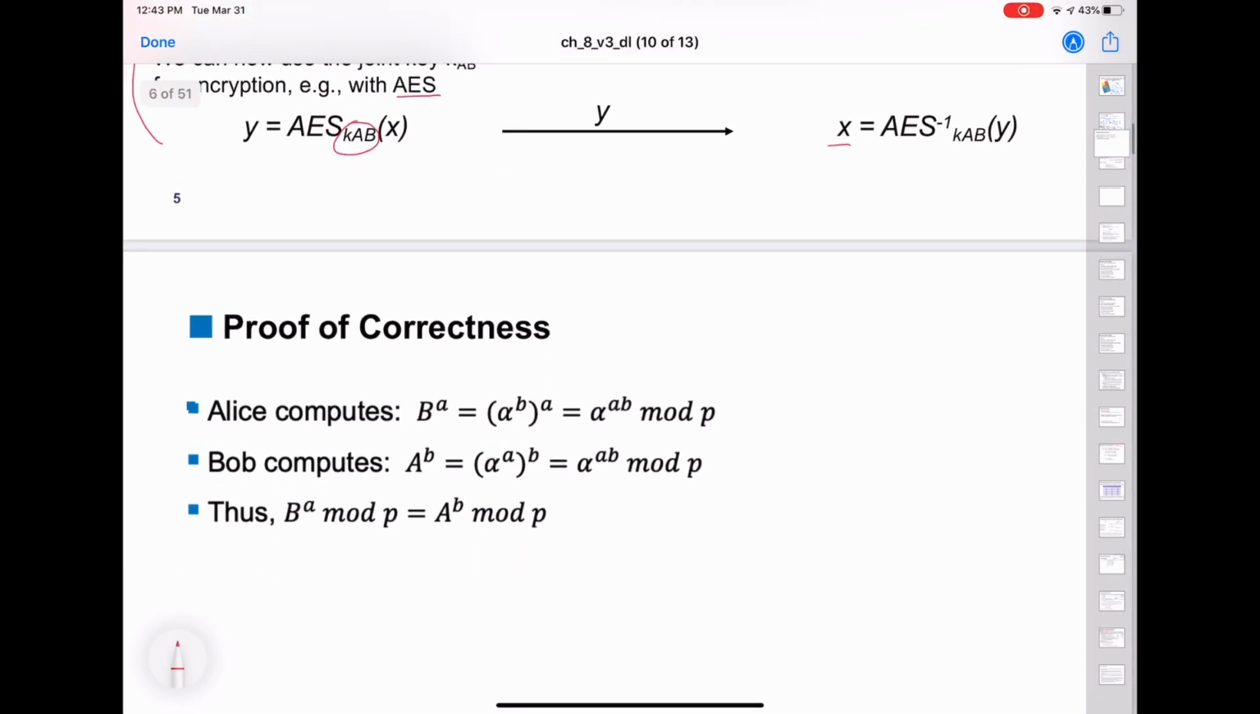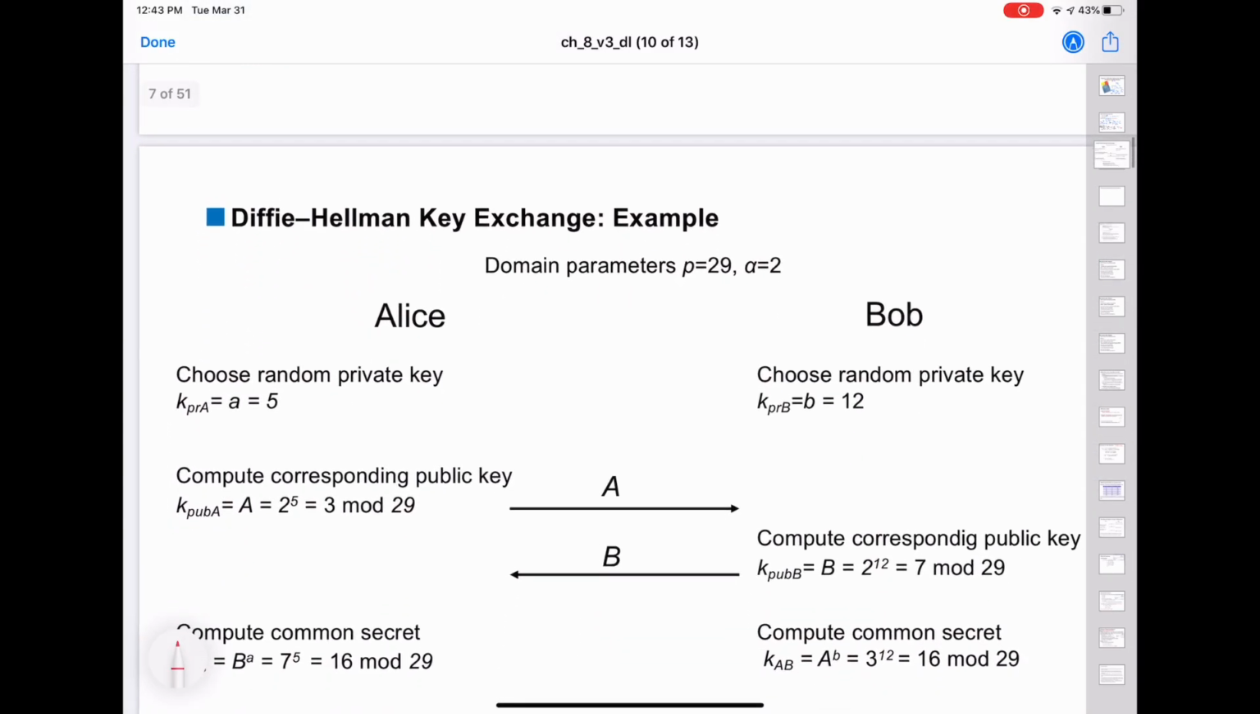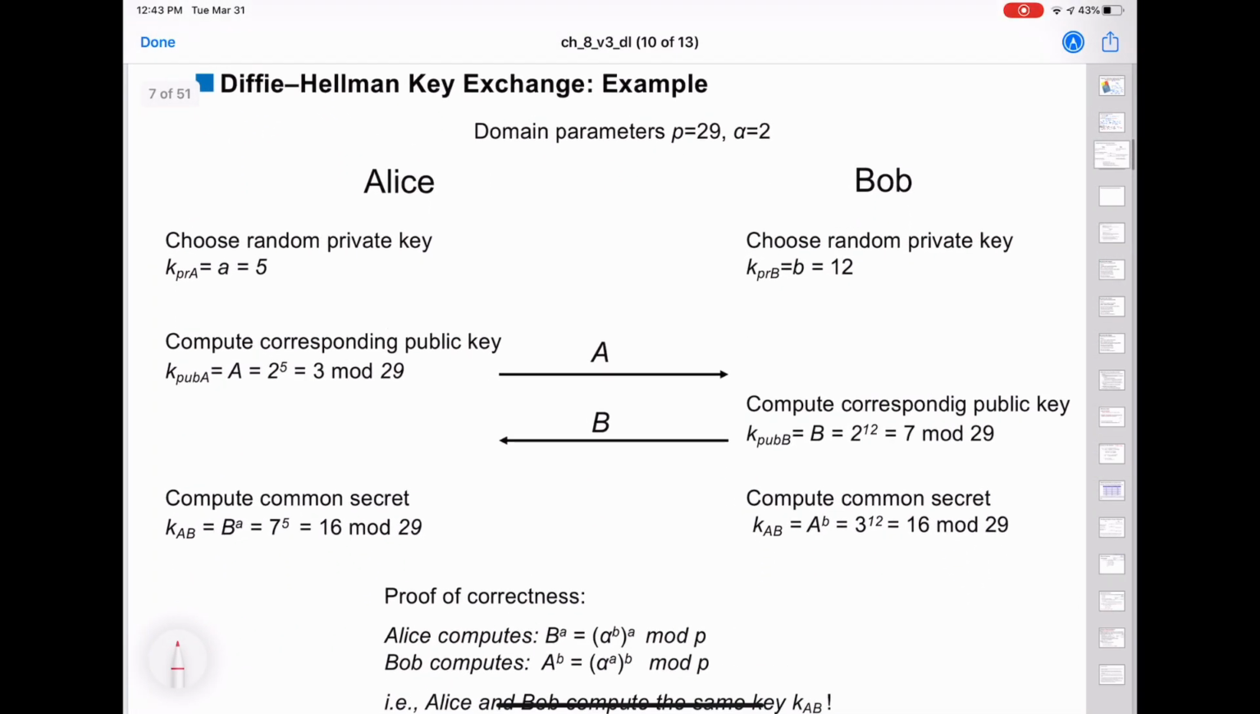So proof of correctness I explained on the previous slide. In here also I'm explaining. Now a specific example. Let's say that I'm gonna work with very small numbers. Of course it is not secure, but if it is going to be big numbers, then it's going to be very secure. So let's say that P is 29, this is prime, and alpha is 2. 2 is generator, P is prime, and before Alice and Bob communicate, the two parameters are given.